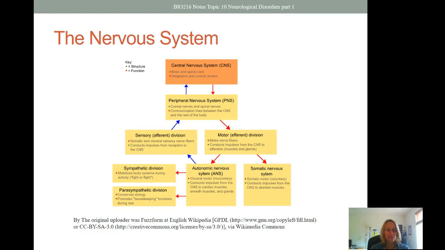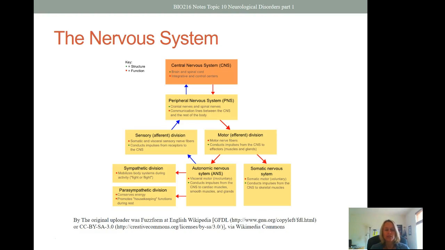The nervous system is divided into the central nervous system, which includes the neurons of the brain and spinal cord, and the peripheral nervous system, which includes the cranial nerves and the spinal nerves. The peripheral nervous system serves as a link between the body and the central nervous system. There are two divisions of the peripheral nervous system, the sensory or afferent division. This takes in somatic and visceral sensory input from receptors to the central nervous system.